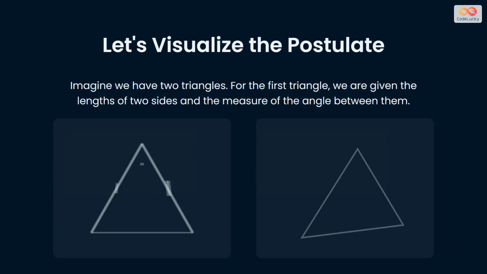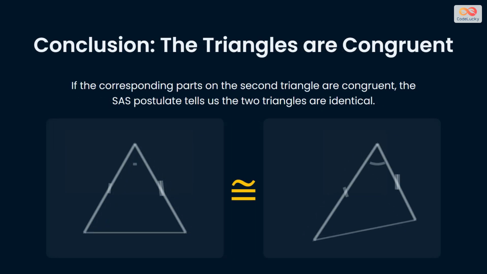Let's see this in action. Suppose we have two triangles. For the first one, we know the length of one side, the length of a second side, and we know the measure of the angle that is directly between them. Now, if we look at the second triangle and find that it has a side, another side, and an included angle that are all congruent to the ones we just saw on the first triangle, then the SAS postulate kicks in. It tells us that these two triangles must be completely congruent.